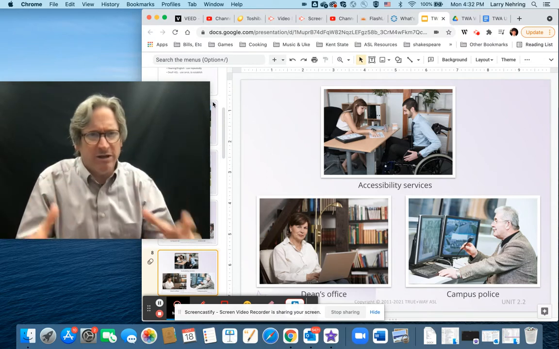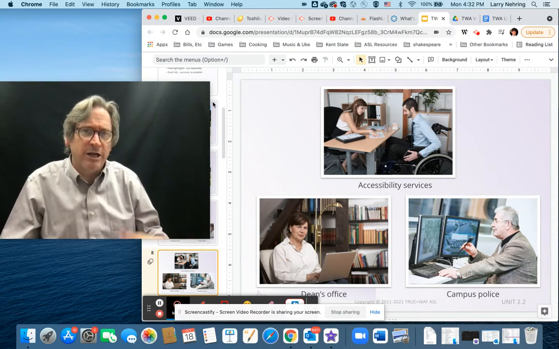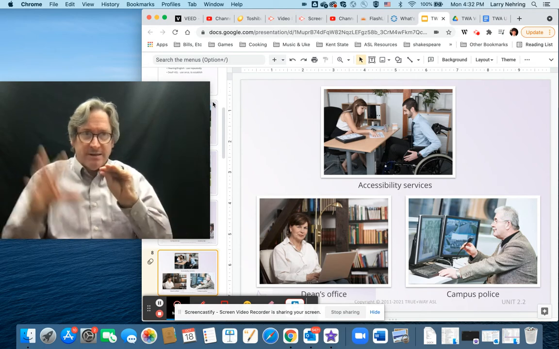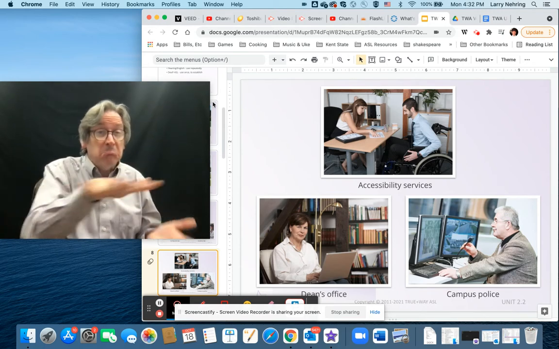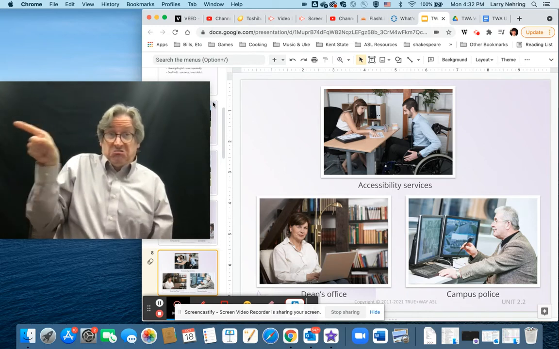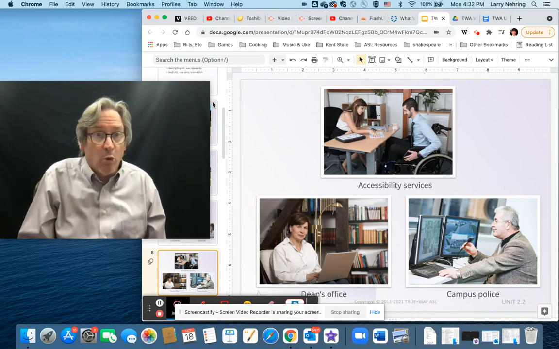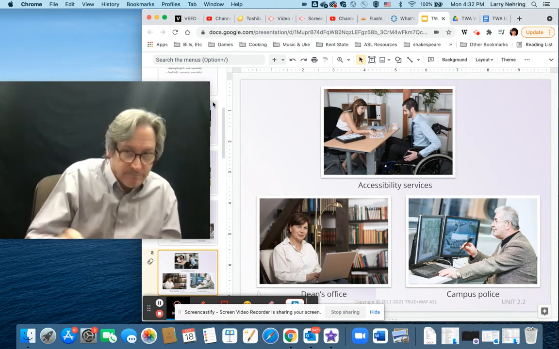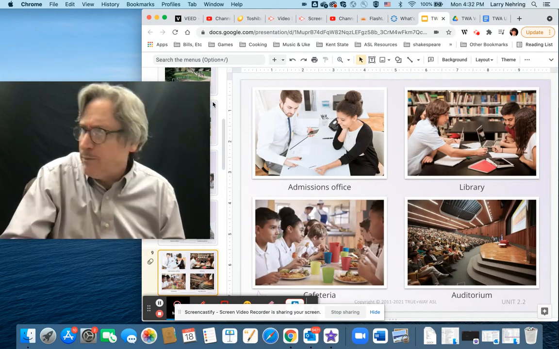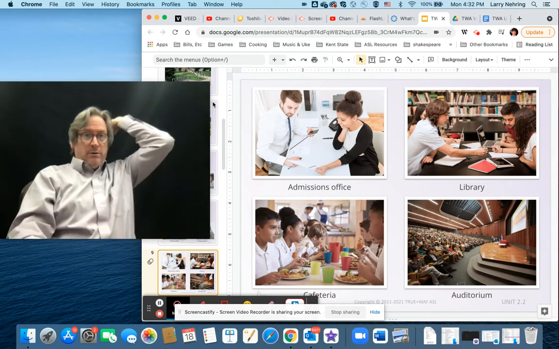Any of these signs, we could compound them. If you can't think of what the specific vocab is or you haven't learned it, you can say, oh, it's the campus police office. Right. Or I think I pointed in the right direction. That way.